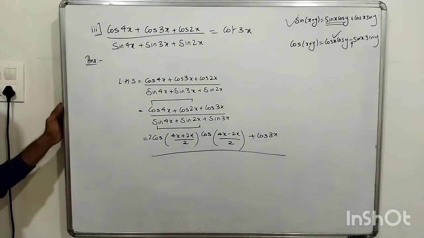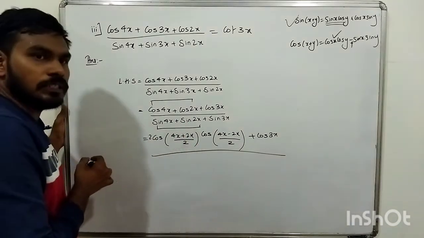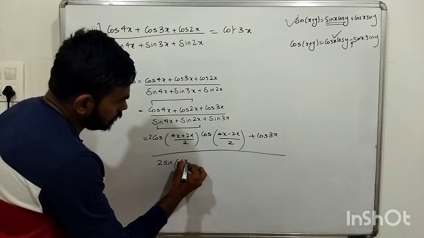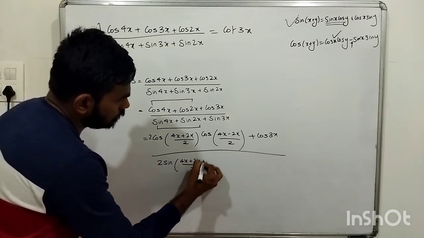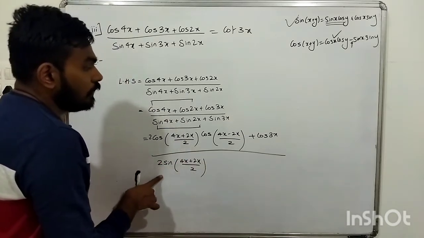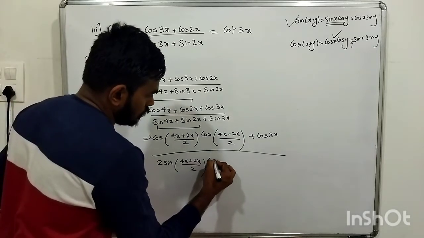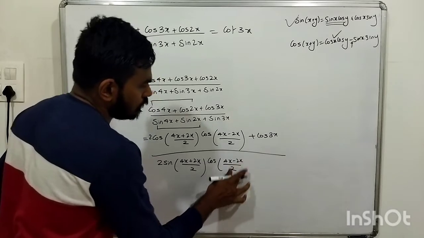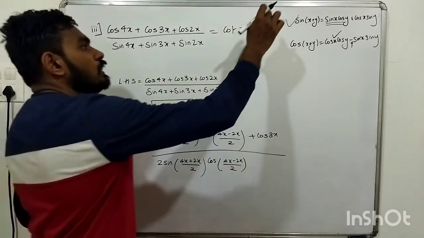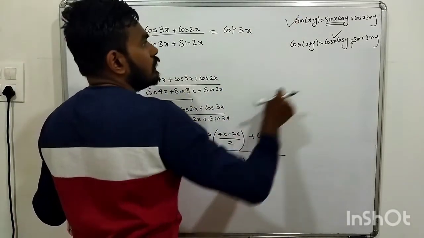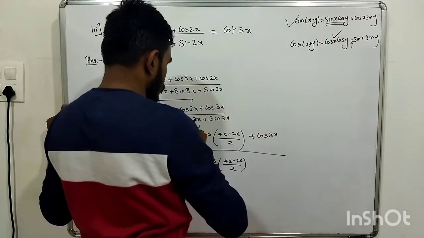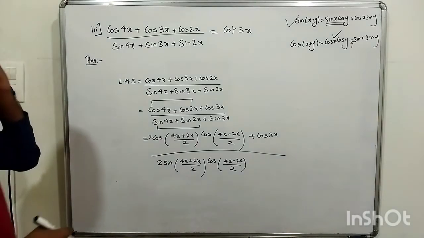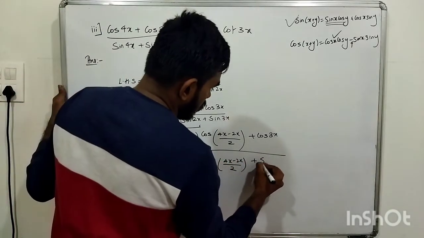Similarly, the denominator: sin 4x plus sin 2x plus sin 3x. So 2 sin((4x+2x)/2) into cos((4x-2x)/2). In this first formula, if there is plus here, you take sin and cos. If there is minus here, you take cos and sin. Here I took sin and cos because there is plus. Plus sin 3x.